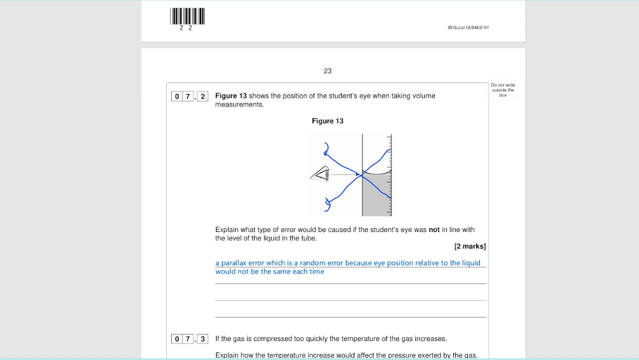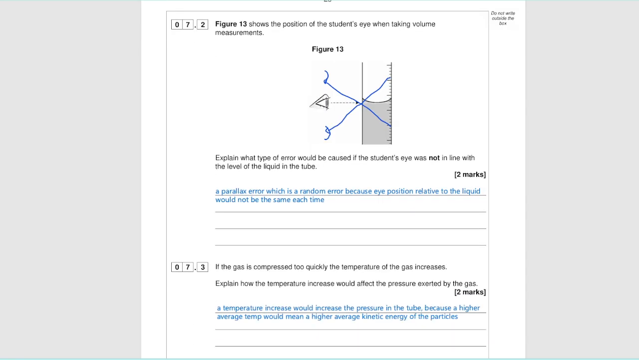It would be a parallax error, which is a random error because the eye position relative to the liquid might not be the same. And I've drawn a quick diagram up here. If the student was looking up at an angle, they'd see the water level as being higher than it would be, and if they're looking down at it, they'll see the water level as being lower than it should be. You don't need to draw the diagram in the slightest. It just often helps my students see physically what the actual issue would be if you did that.